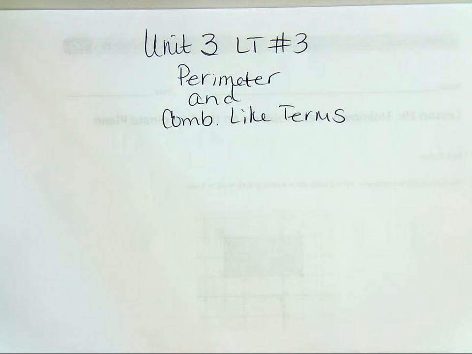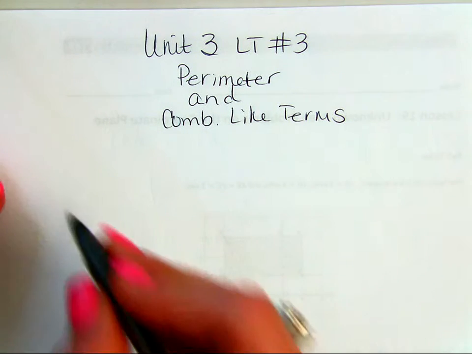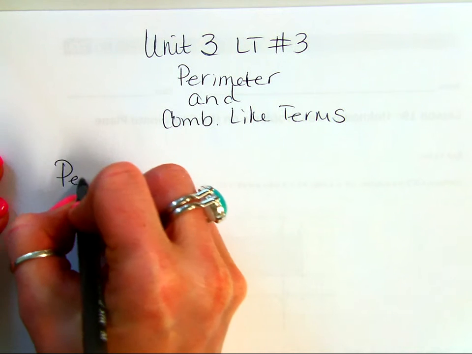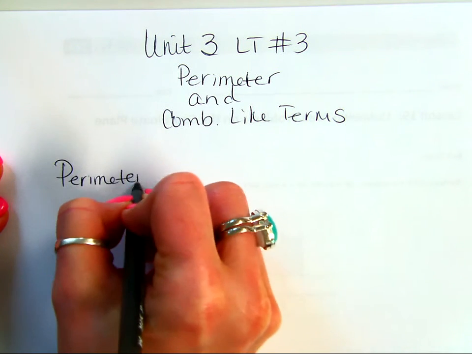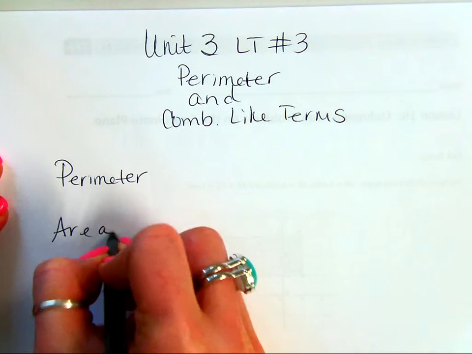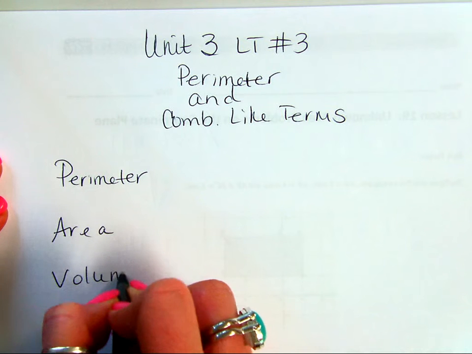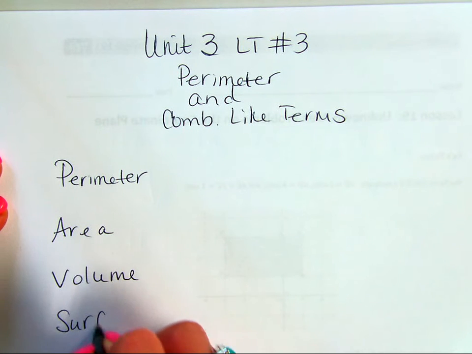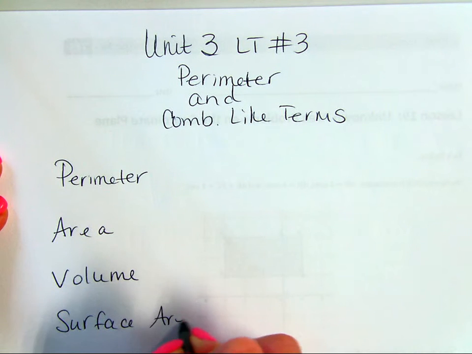Okay, are we ready? So when I talk about perimeter problems, I want you to write these 3 words: perimeter, area, volume, and then actually 4 words: surface area, okay?